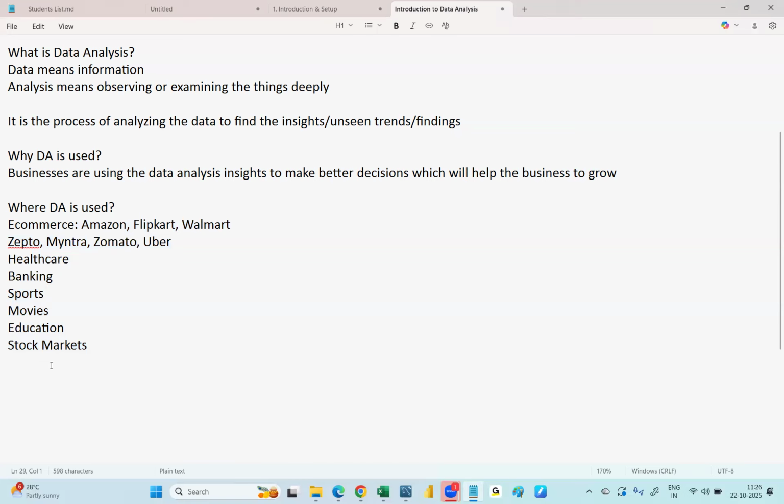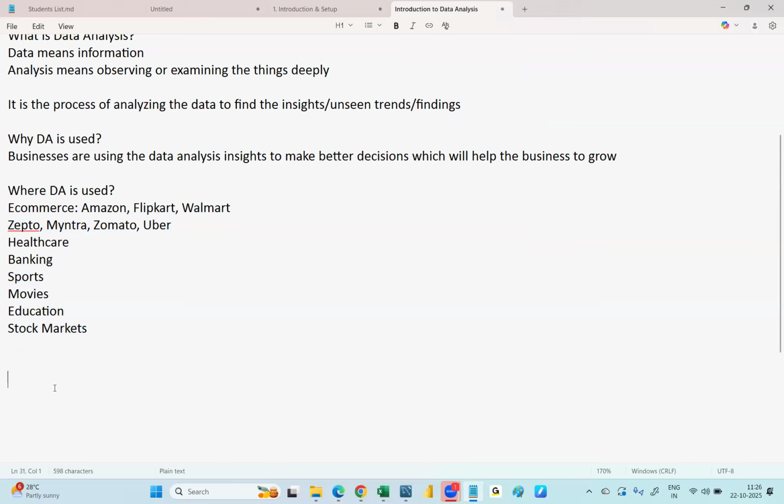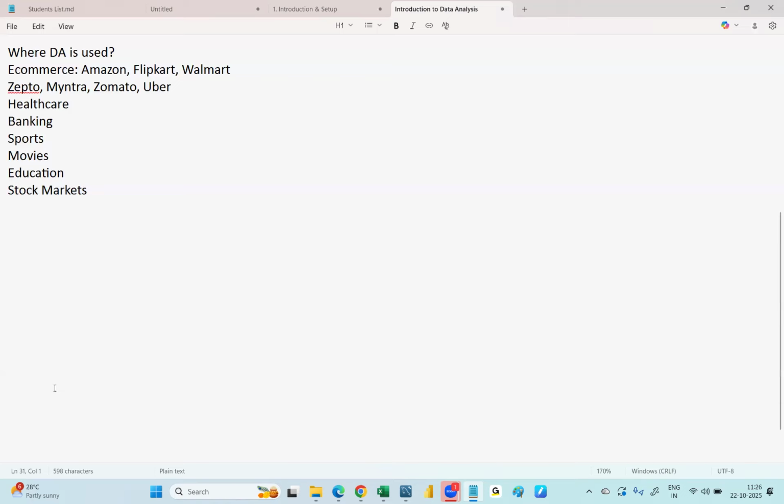So that is the reason this is the best kind of domain in the current market scenario, where learning is easy and getting the job is also very easy. That is what we need to understand here.